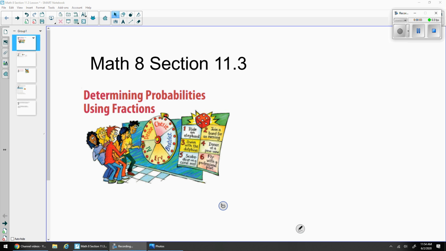Hey grades, here we go. Section 11.3, last section of the year. What?